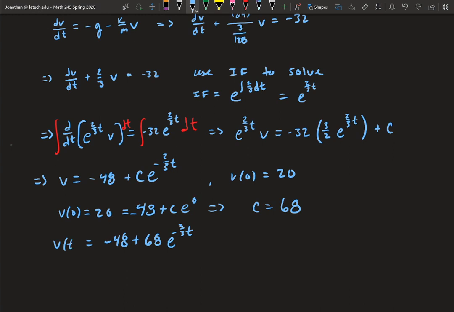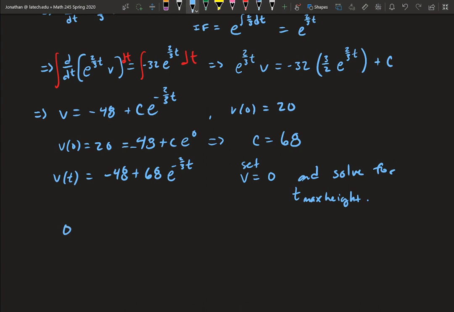What we want to know is how high does the ball travel? So how high does the ball travel means the velocity is going to equal 0 at the top of the path. So set v equal to 0 and solve for t max height. So 0 equals negative 48 plus 68 e to the negative 2/3 t max height.